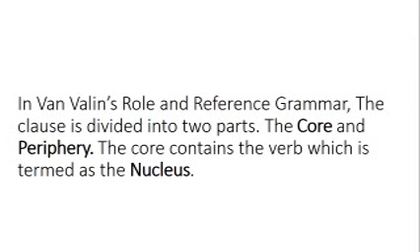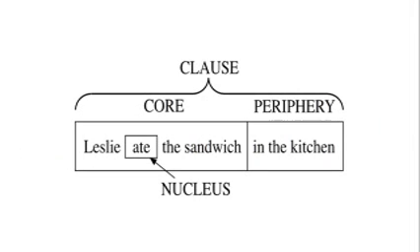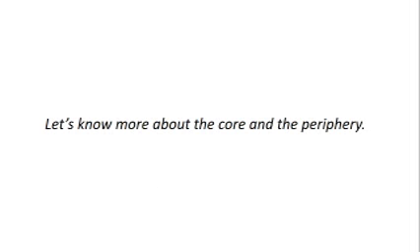In Van Valin's Role and Reference Grammar, the clause is divided into two parts, the core and the periphery. The core contains the verb, which is termed the nucleus. So here is an example of a clause according to Role and Reference Grammar. Leslie ate the sandwich in the kitchen. Leslie ate the sandwich is the core. In the kitchen is the periphery. And the nucleus is the word ate. Now, let's know more about the core and the periphery.